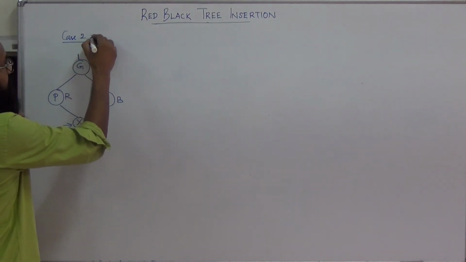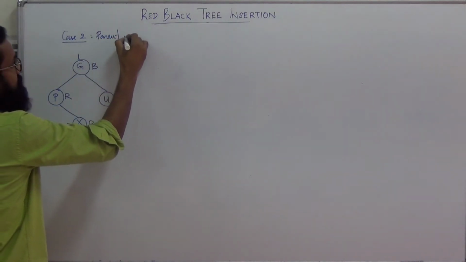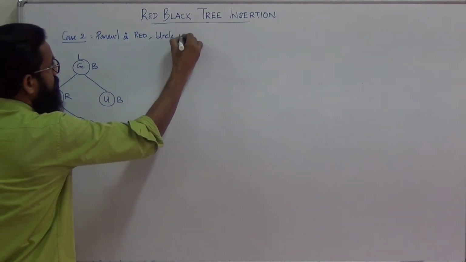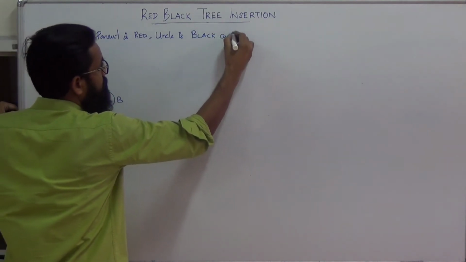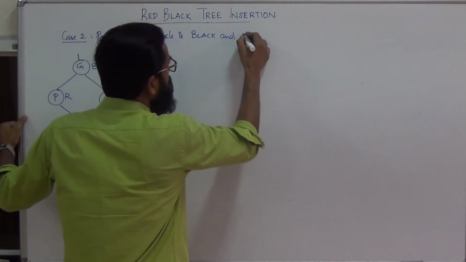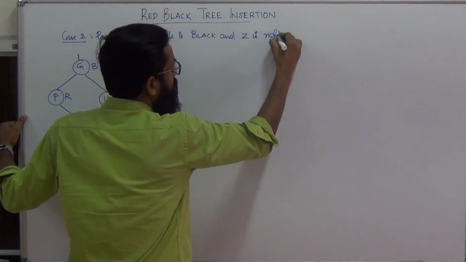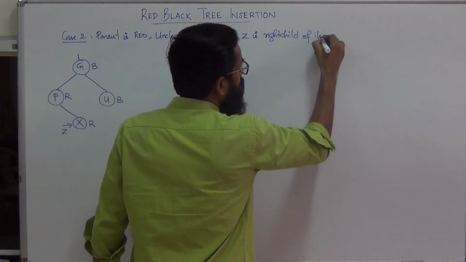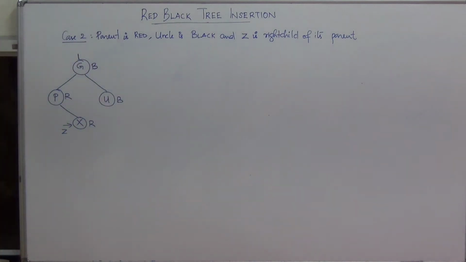So you can state case 2 as parent is red, uncle is black, and Z, the new node, is the right child of its parent. Right child of its parent. Parent is red, uncle is black, and Z is the right child of its parent.